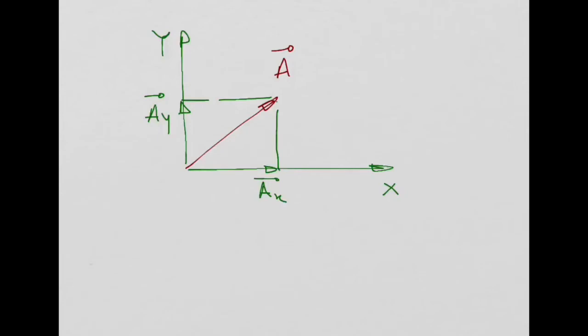Now, you might be asking, why did I choose this coordinate system, XY? Can I choose a different one to describe this vector? I can choose any coordinate system, right? For example, I can now say that, okay, I don't want to use this coordinate system, but I want to use, for example, this one.